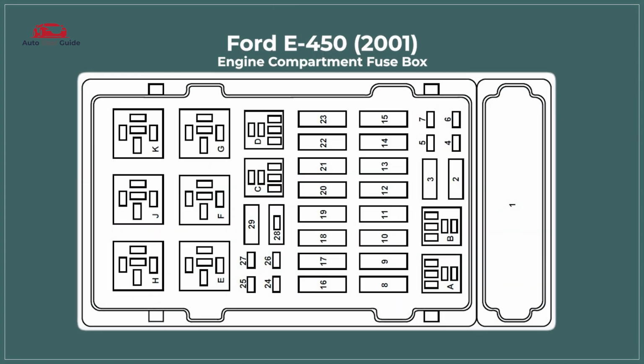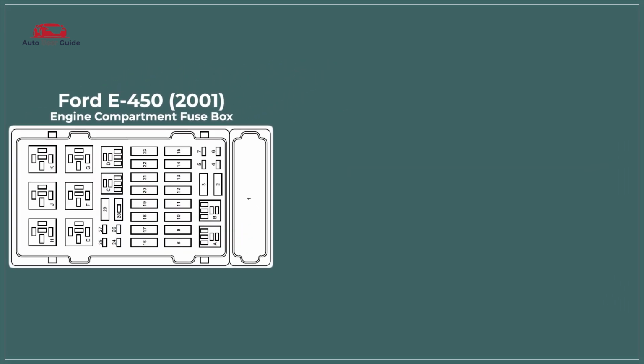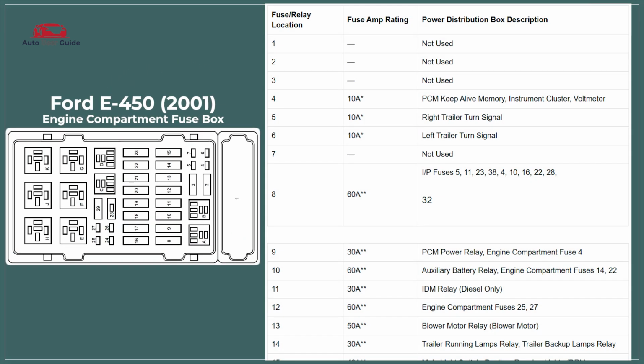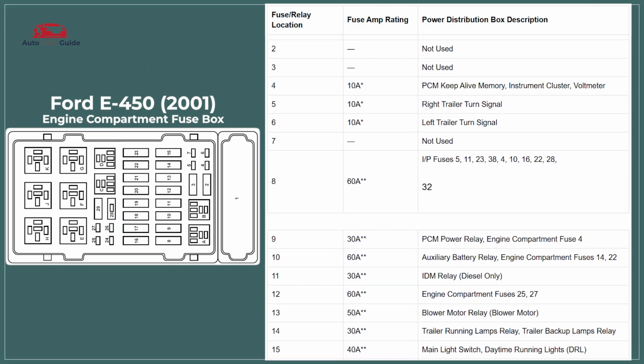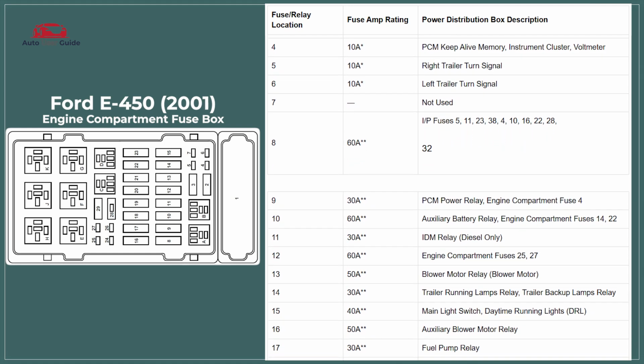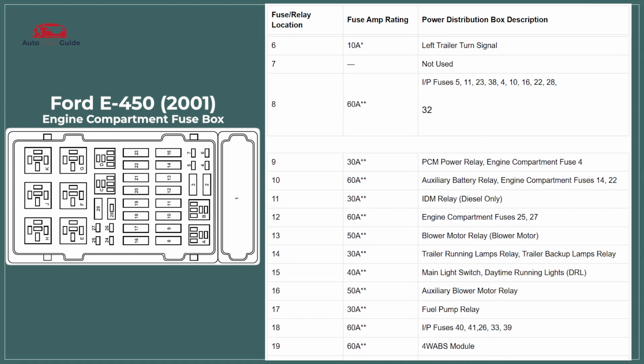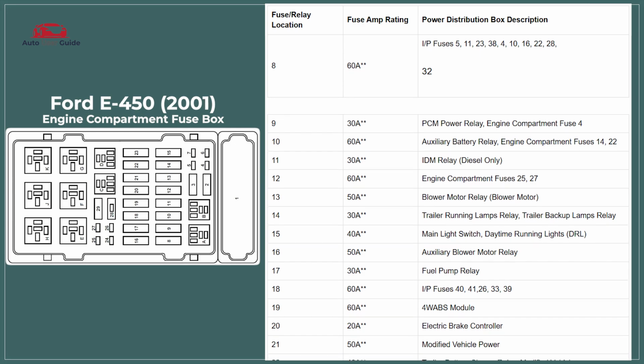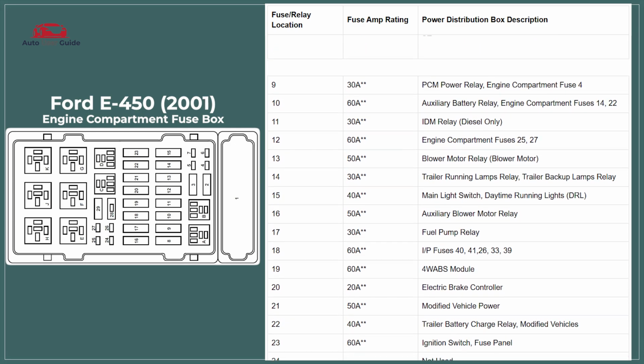The engine compartment fuse box in the 2001 Ford E-450 manages power for key systems including the PCM, fuel pump, ABS, and ignition components. It features high-current fuses and relays designed to withstand engine bay conditions.